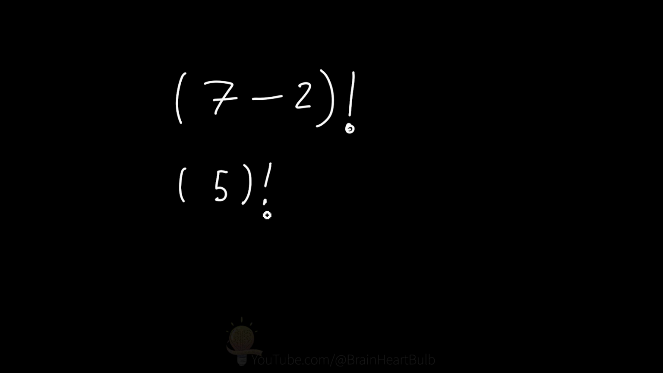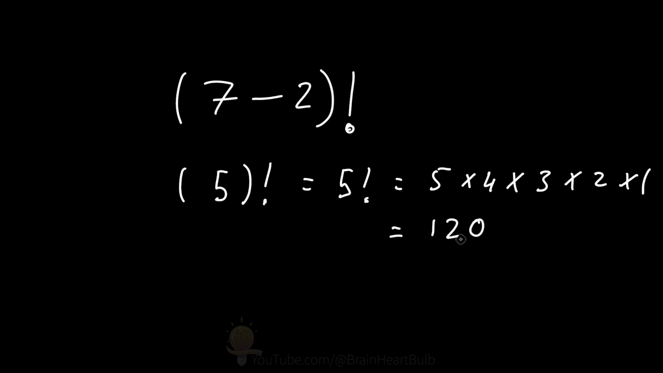What if you're confronted with this problem? 7 minus 2 in brackets factorial. What do we do here? Well, we work out the sum within the brackets first. 7 minus 2 is 5. And this equals 5 factorial, which equals, and that gives us a value of 120.